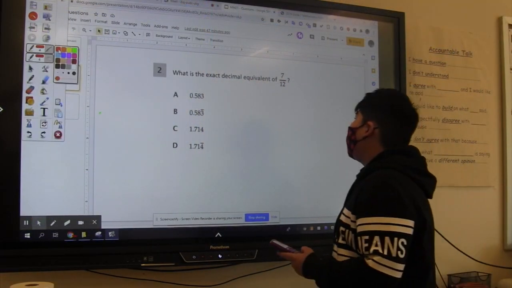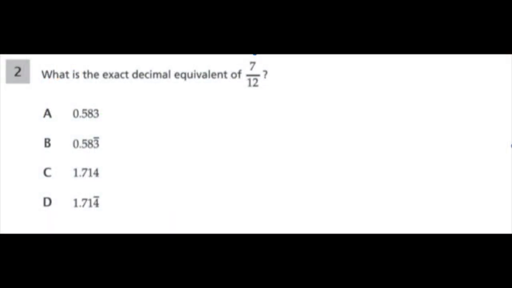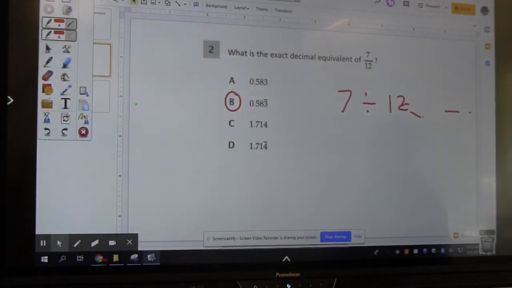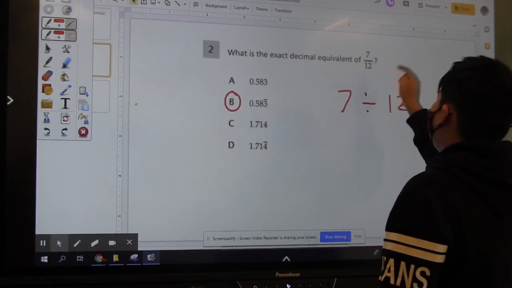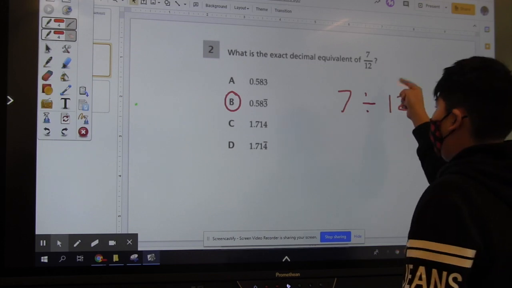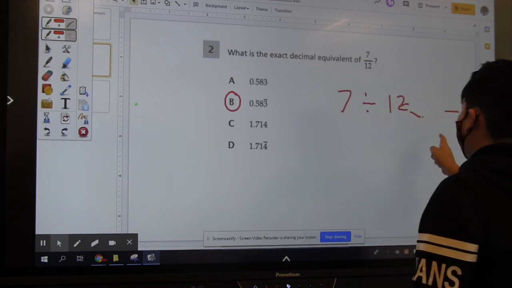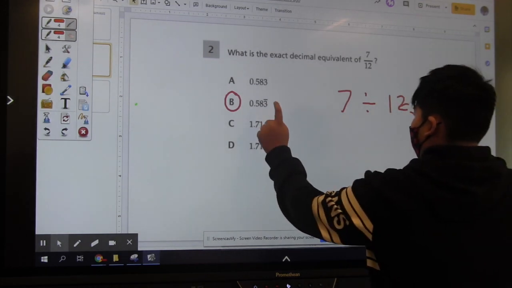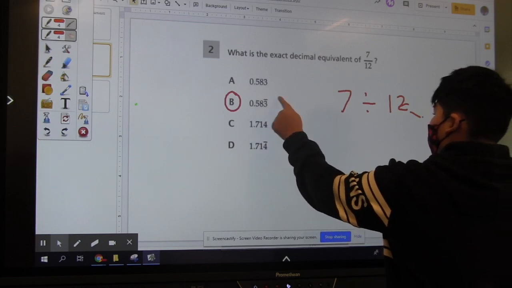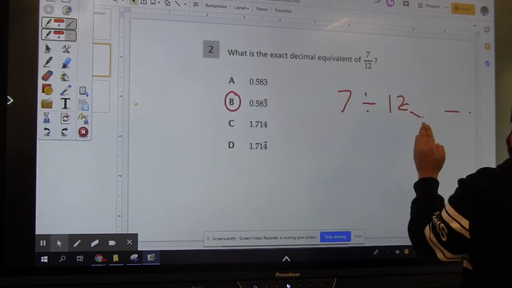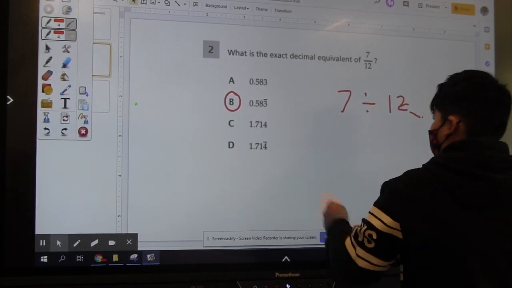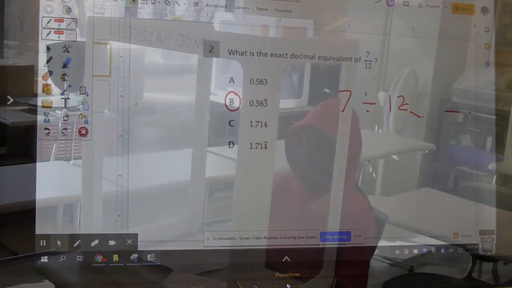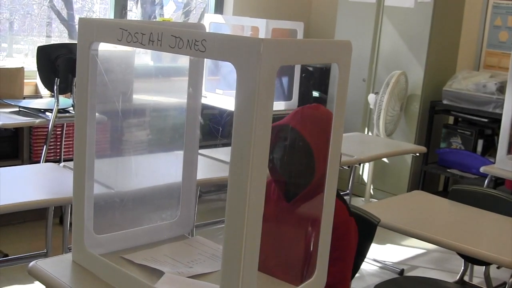Alright, so now we're gonna answer this question. What is the exact decimal equivalent of 7/12? Okay, now we have to do 7 divided by 12 because this fraction bar means to divide. So 7 divided by 12 equals 0.583. There's a line here, that means it goes repeating on and on and on. So it's 3333 forever. So the answer is B. Yes, I get it now. Thank you.